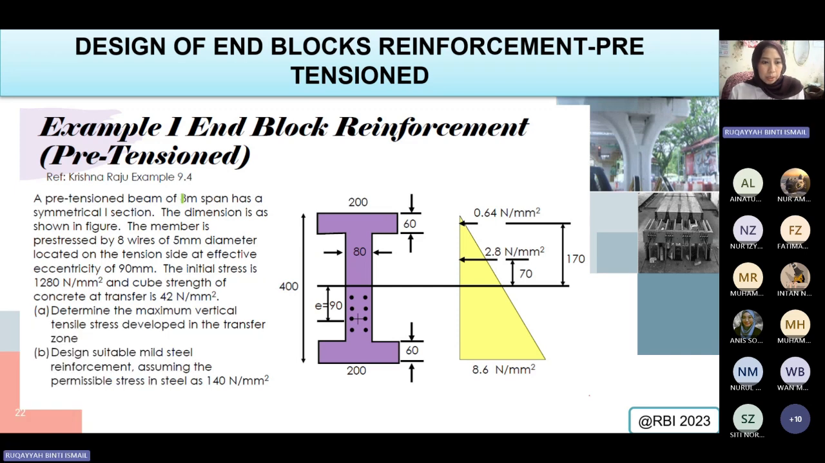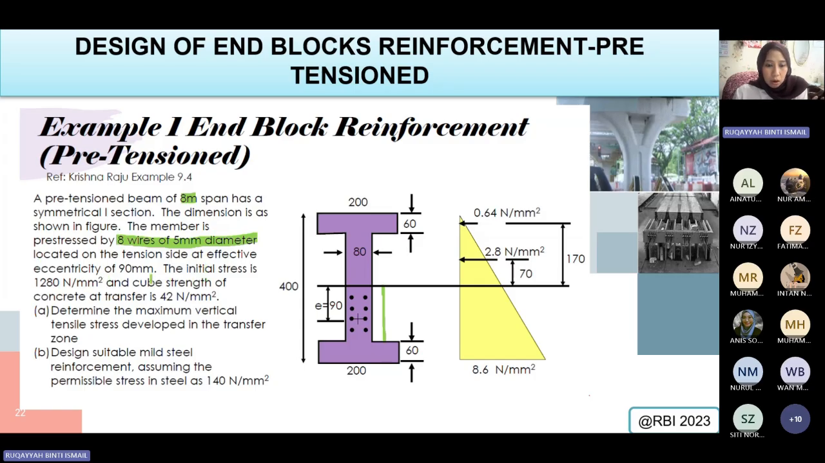So it's 8 meter. The dimensions are shown in the figure. The member is pre-stressed with 8 wires of 5 mm diameter, located on the tension side, which means below, the bottom, this part.